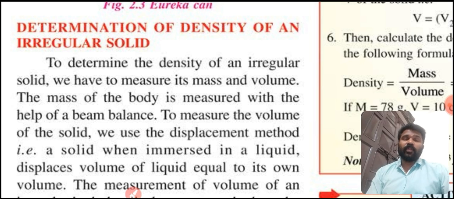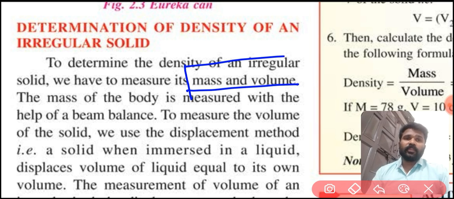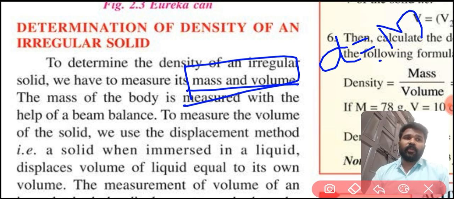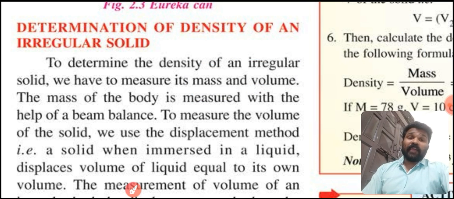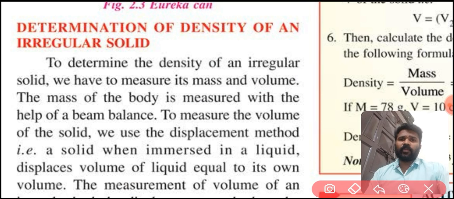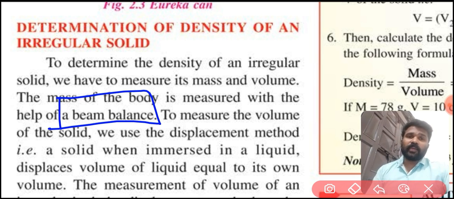Okay, mass and volume we have to find out to find out the density, because density D is equal to m upon V. We know the equation. The mass of the body is measured with the help of a beam balance. Very easy to find out the mass. If the beam balance is there, you can find out the mass of the body. But how to find out the volume? That we have to discuss here.